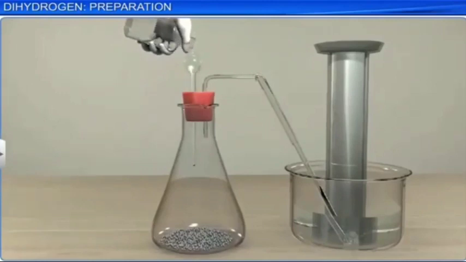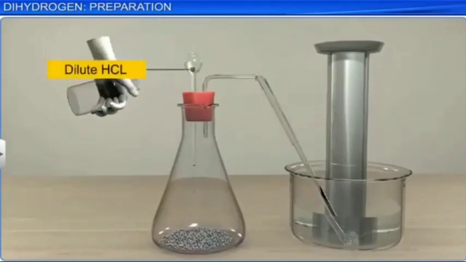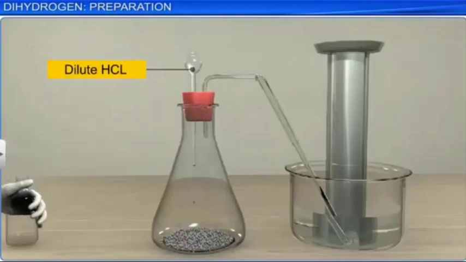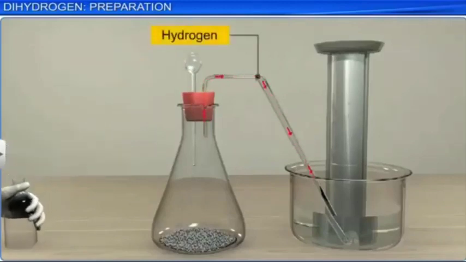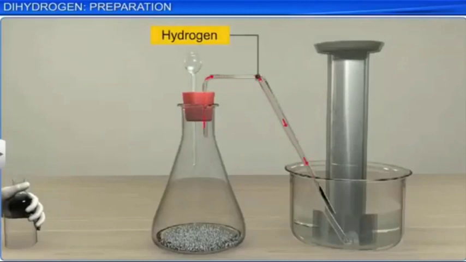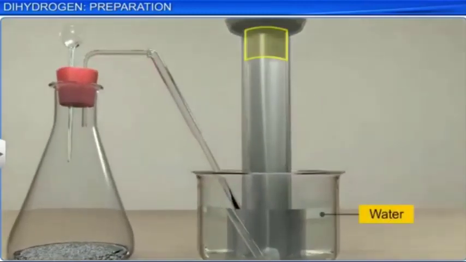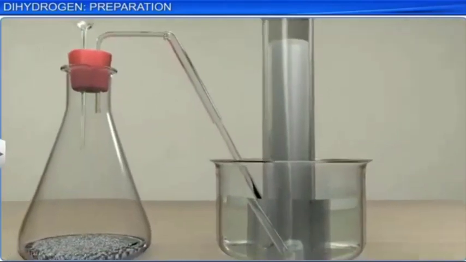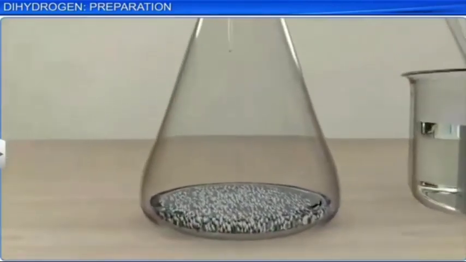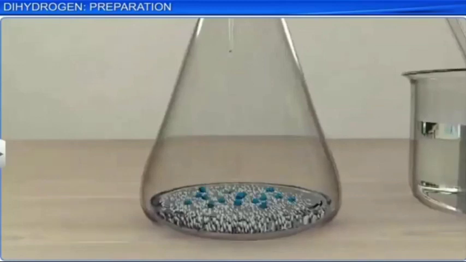As dilute hydrochloric acid reacts with the zinc granules, hydrogen gas is released. The gas is collected by the downward displacement of water. Sometimes, the reaction stops midway as the bubbles of hydrogen gas stick to the surface of the zinc granules, preventing its further reaction with the acid. To avoid this, a few crystals of copper sulfate are added to the reaction mixture.